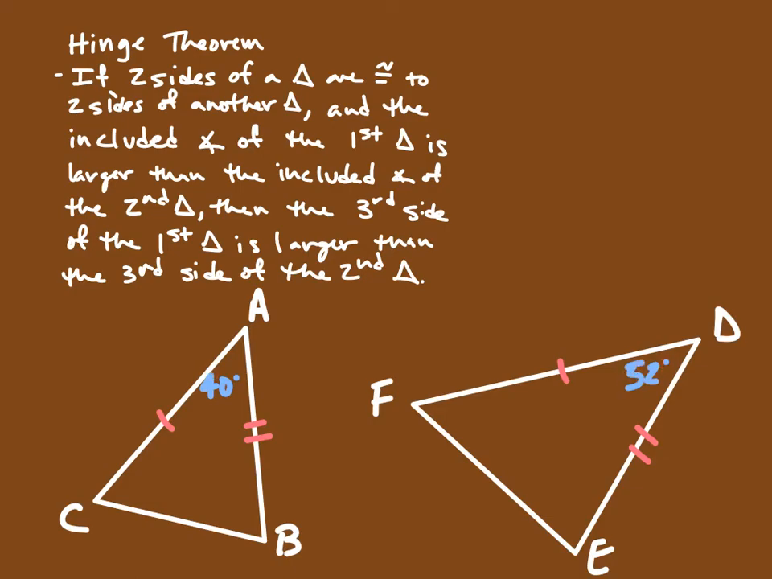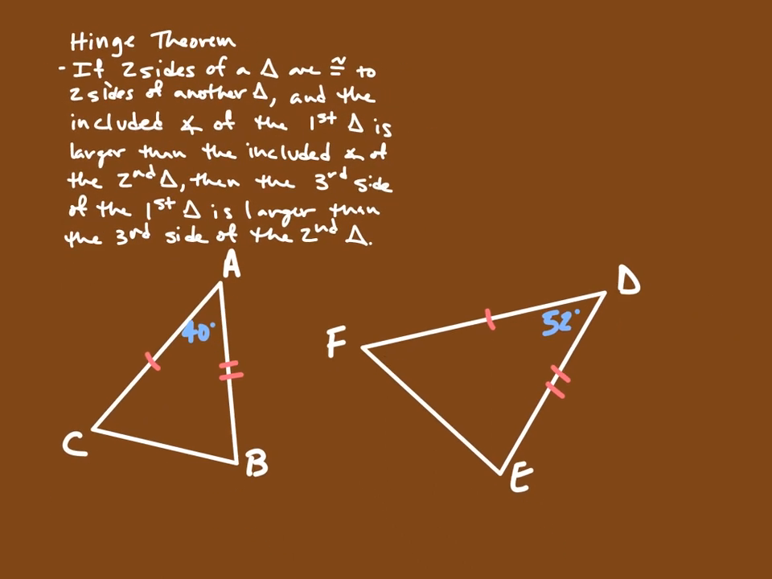So what I know is that the included angle of one triangle is larger than the included angle of the second triangle. So here, what I know is that this angle is larger than this one. So this angle is going to be large and this angle is going to be small. Therefore, because these two sides are congruent, we can now guarantee that side length CB is going to be less than side length FE. That's the conclusion that we can draw simply based on the Hinge theorem.